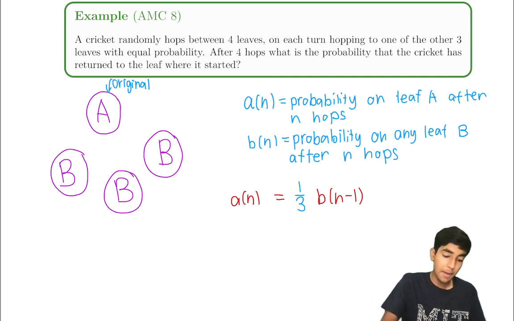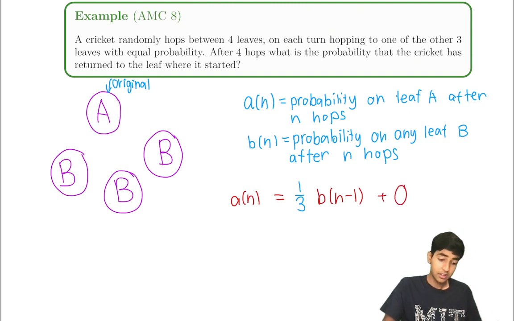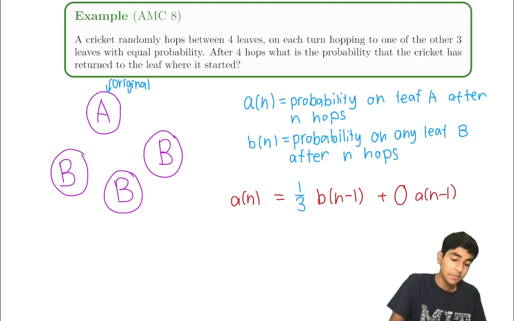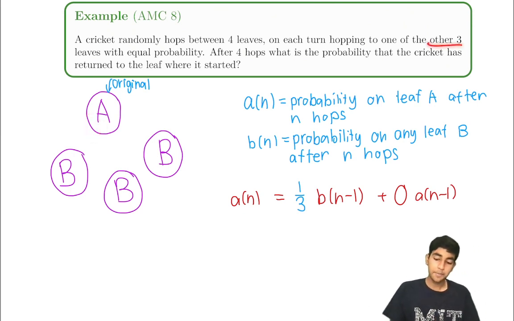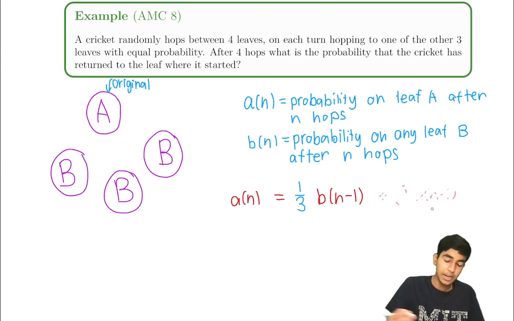And like I mentioned earlier, if the cricket is on A after n-1 moves, there's no way it can go to A after n moves or n hops, because you can't go from A to A. It says one of the other three leaves. So we can just cross that out. It's basically nothing. It's nothing, right?